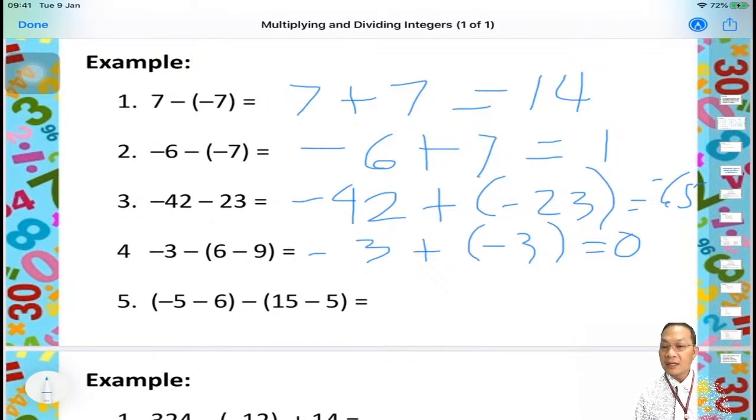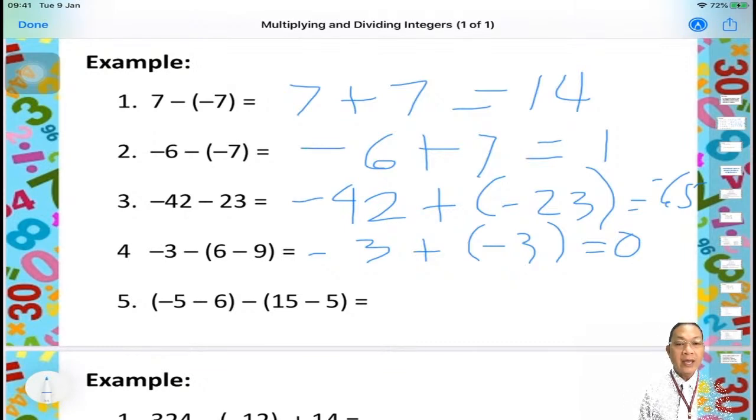Okay, may I see? All right, your answers are correct. All right, next number 5. Your answers are correct from number 1 to number 4.